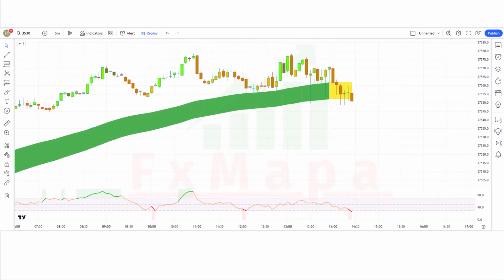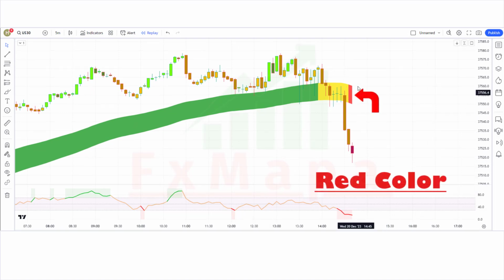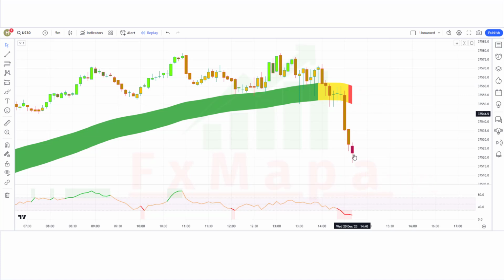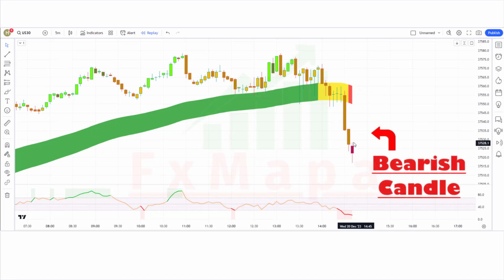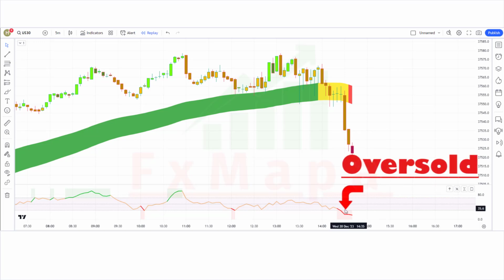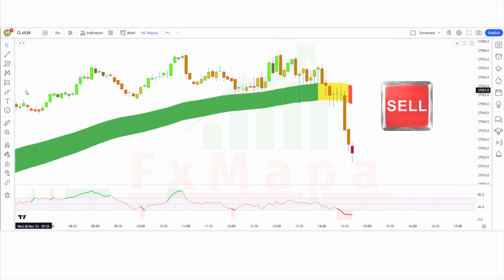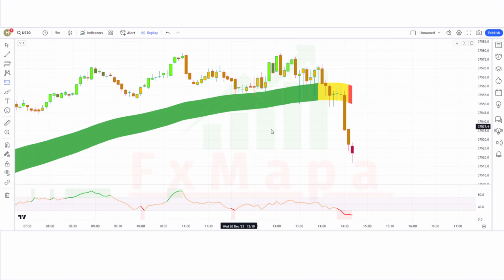We have got the signal. Here the strips of Riva-Keltner indicator change from green color to red color. The market has made a bearish candle to give confirmation. The IMI line of Intraday Momentum Index indicator is oversold. So all our conditions are being fulfilled, so we are placing an order to sell.